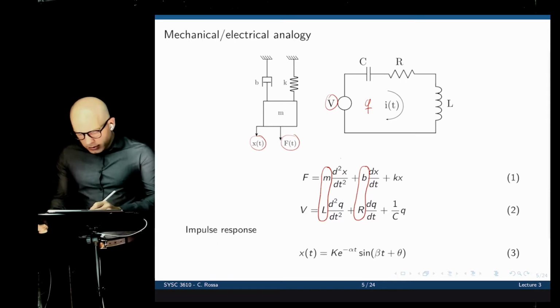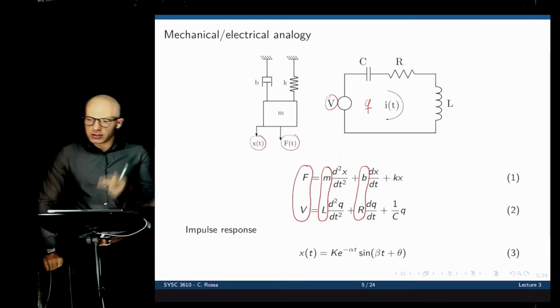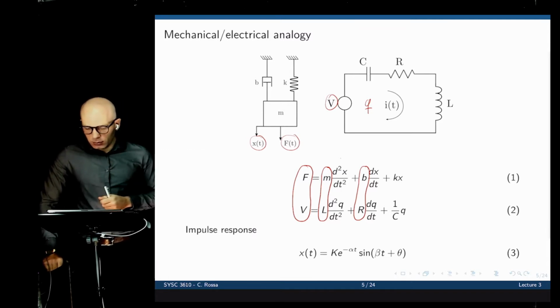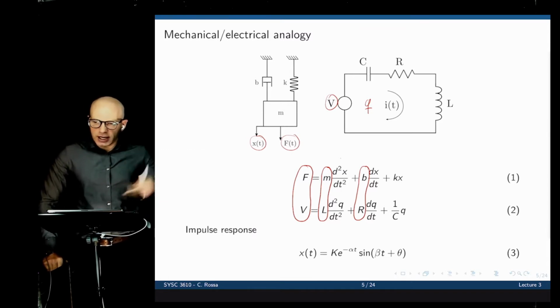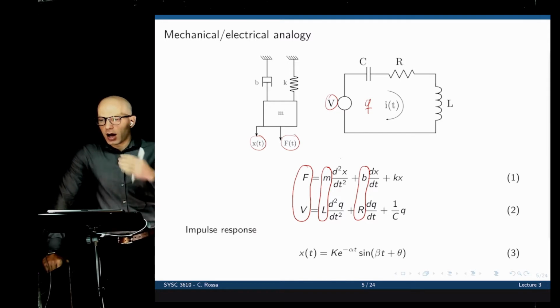Interesting, isn't it? And now let's look at the input factors here. We have F and V. F is the force, the input to our system, what creates motion. V is what pushes electrons through the system, the equivalent of a force in a mechanical system. The higher V, the higher the charge in the system and the higher the current; the higher F, the higher the displacement, and the higher the speed in the system.